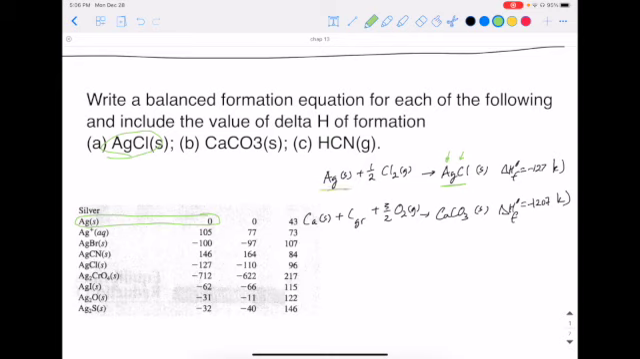So I wrote it right here as one of my reactants. I'm going to have to repeat this for the chlorine. I'm not showing it here, but if you look at Appendix 4, you'll find that chlorine gas, Cl2 gas, is the standard state for chlorine. So I'm going to write Cl2 gas right here.